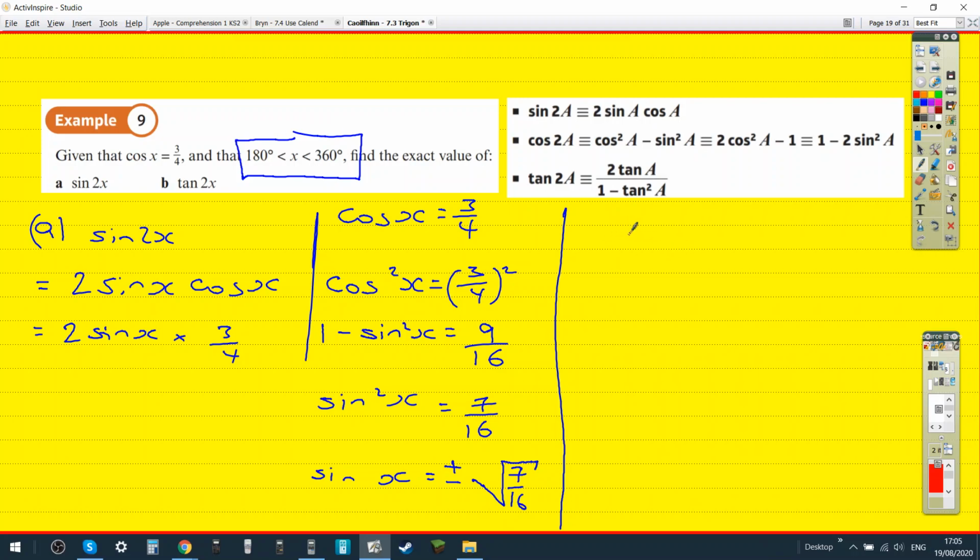This angle is between 180 and 360. No, sorry, the angle of x is between 180 and 360. So what do we know there? That would be either in the tan or cos quadrants. So they would both be negative. Sine would be negative for those. Yeah. And so what is sine x? Minus root of 7 over 16. Yep.